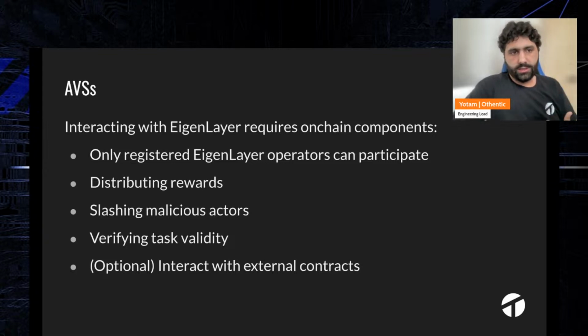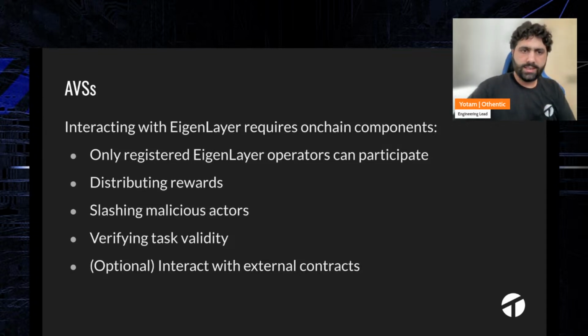Another reason is that you would want to be able to distribute rewards to your operators, and rewards are distributed on chain, and you need to be able to interact with your operator addresses or accounts in order to send them the rewards. And slashing malicious actors, as we said before, that's why we want them to be staked. But the act of actually slashing them also requires an interaction with the EigenLayer protocol directly.